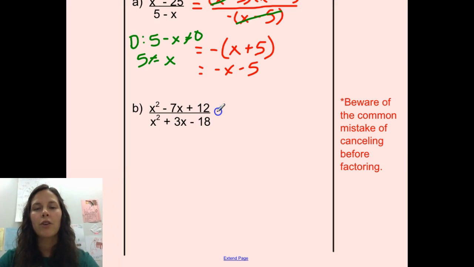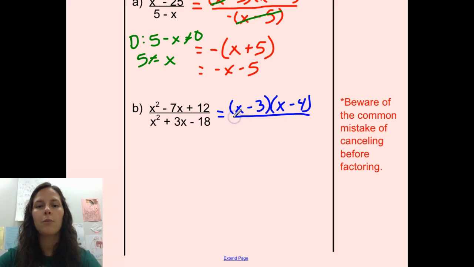Part B, we have a note of caution in that right-hand column. I see students do this all the time. They want to cancel common factors when the expressions aren't in factored form. We have to factor before we cancel. In the numerator, we have t-chart. What multiplies to 12 and adds to a negative 7, that would be negative 3 and negative 4.